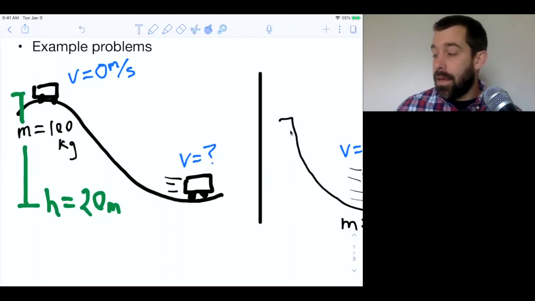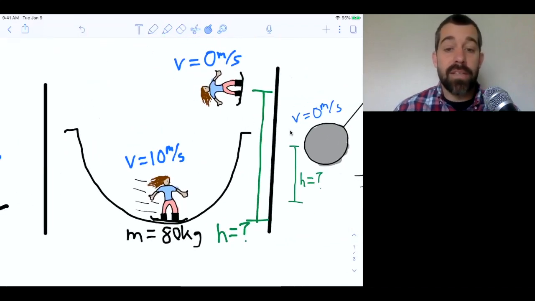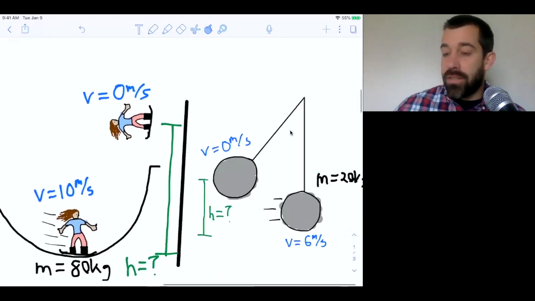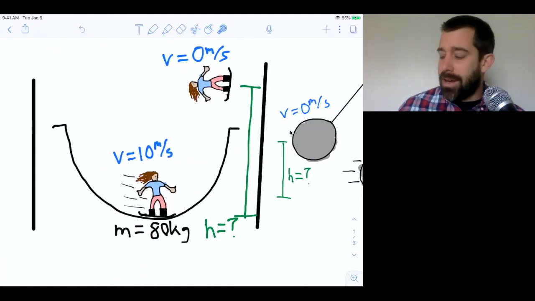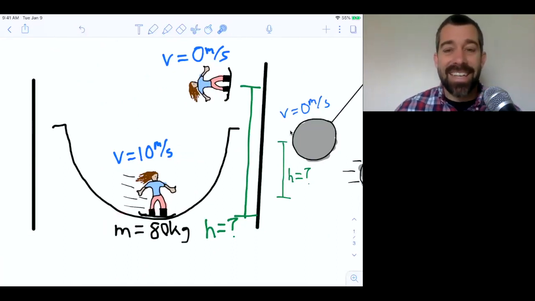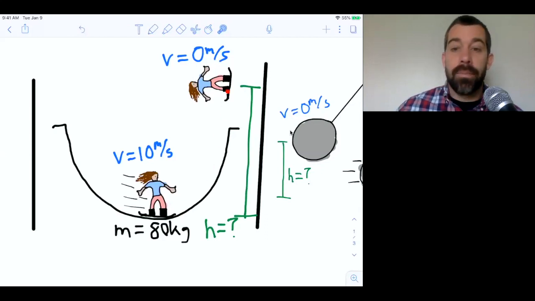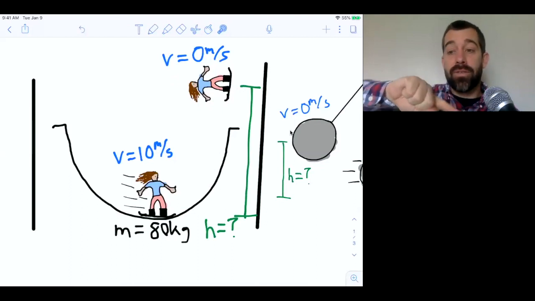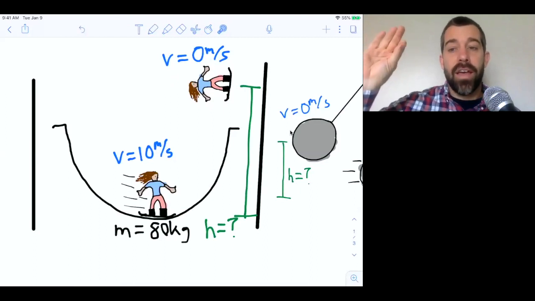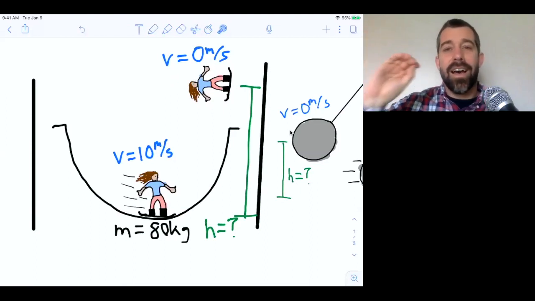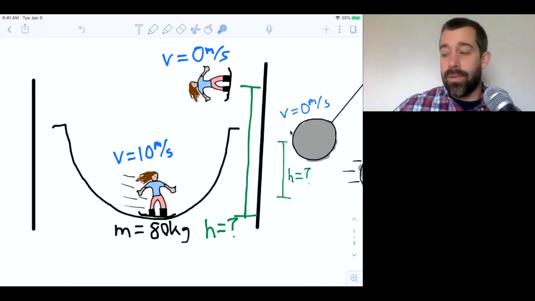Our second example problem is going to be a snowboarder. She is cruising along at 10 meters per second at the bottom of this half pipe. She has a mass of 80 kilograms, and she's going to be launching up high into the air. We want to figure out how high she goes at the very top of her flight. Remember when you're flying up, you're following this kind of curved path. At the very top, you're going to have a moment, just like an instant of zero velocity. So that is what we're looking at up here, is that moment.